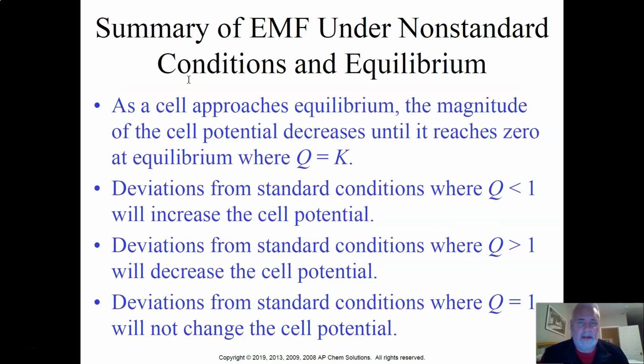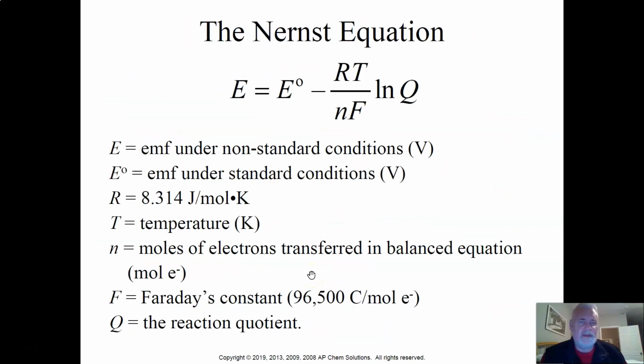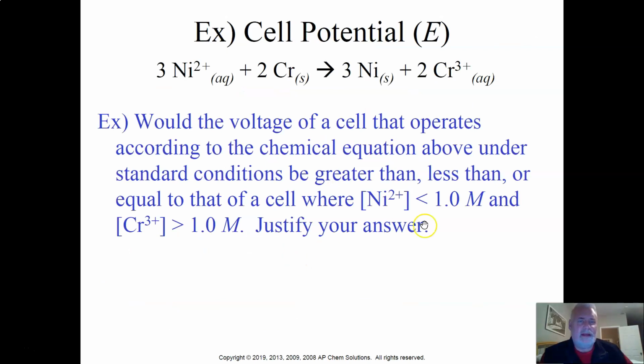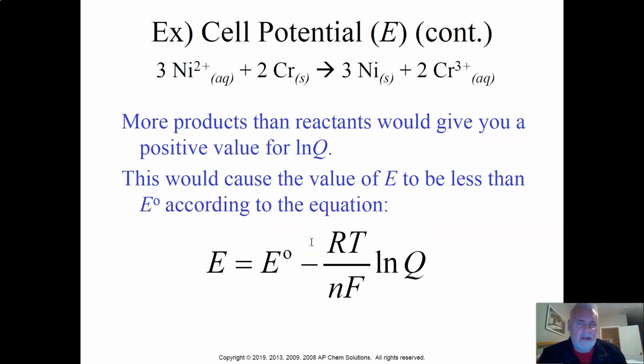All the way back right here, a summary where you would have decreasing the cell potential, okay? Because Q is going to be greater than 1 because you got more going on the right side. So you could use that to answer it. Also, you could use the Nernst equation. So this sort of gives you a second method of figuring this out.